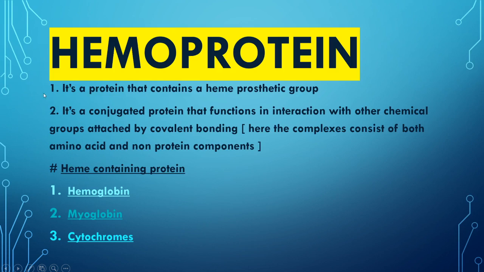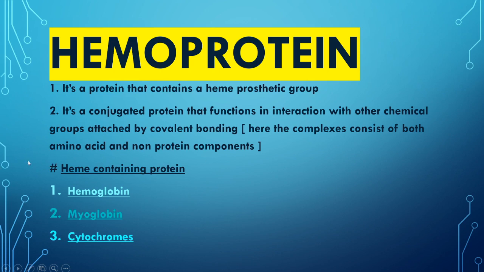First, we have to know what is hemoprotein. Hemoprotein is a protein that contains a heme prosthetic group. It's a conjugated protein that functions in interaction with other chemical groups attached by covalent bonding. Here the complexes consist of both amino acids and non-protein components.